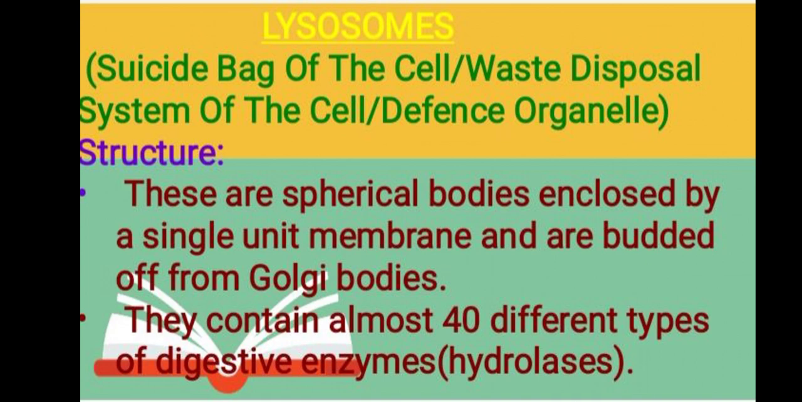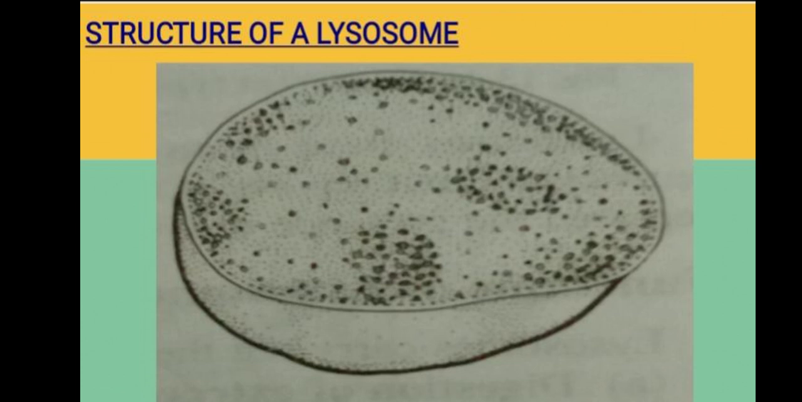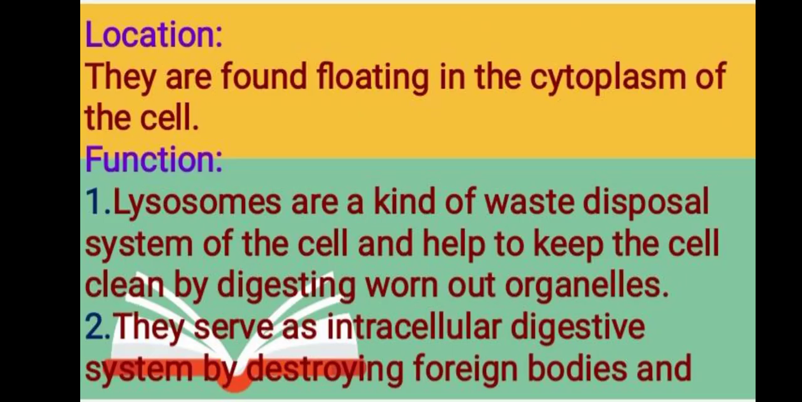Let's see the structure of lysosomes. These are spherical bodies enclosed by a single unit membrane and are budded off from Golgi bodies. They contain almost 40 different types of digestive enzymes called hydrolases. You can see the structure of a lysosome in this slide. They are found floating in the cytoplasm of the cell.